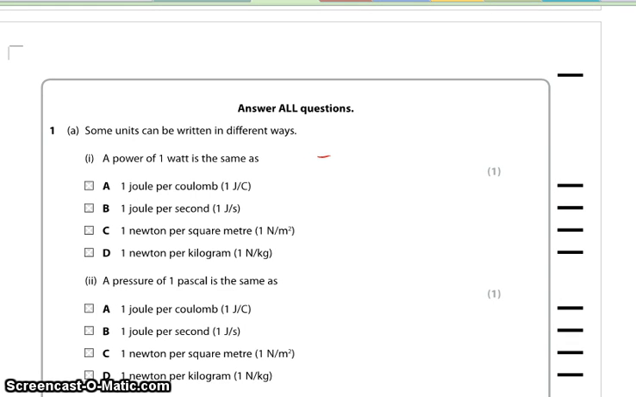Right, so the first question is looking at the way the units can be written in different ways. It says the power of 1 watt is the same as, well, we hopefully know the equation for power, which is power is energy over time. Now if we look at what the units of these are, well, energy is in joules, time is in seconds, so therefore 1 watt, which is the unit of power, is equal to 1 joule per second. So we would go with B.